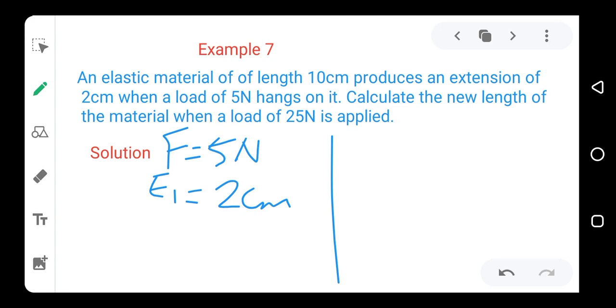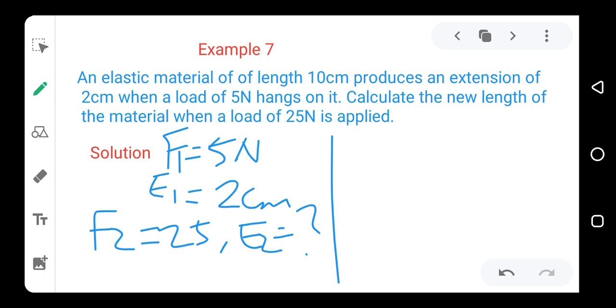Now, what this means is F1 is equal to 25, and E2 is equal to what? We are looking for E2. This is not actually the value we are looking for. Calculate the new length of the material when a load of 25 Newton is applied.